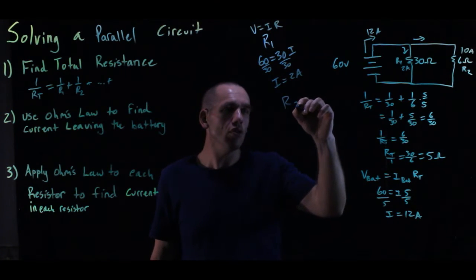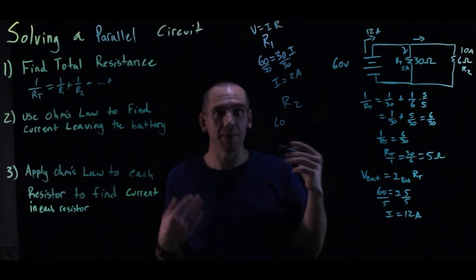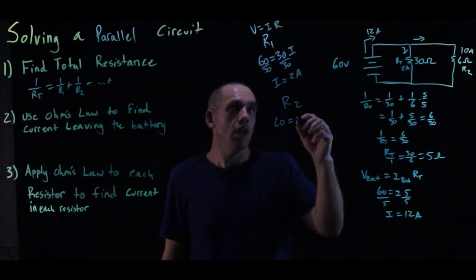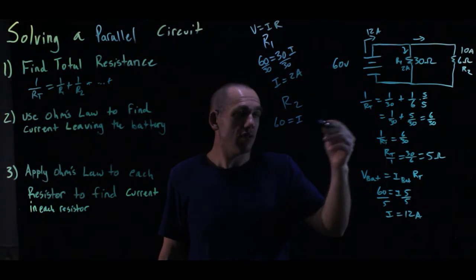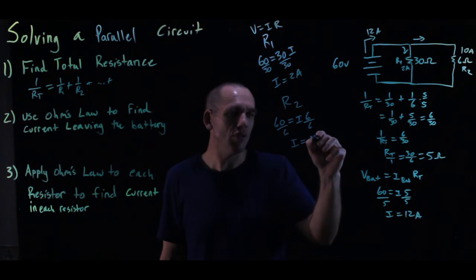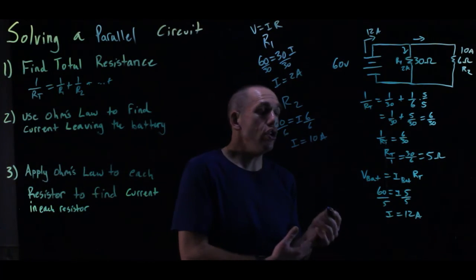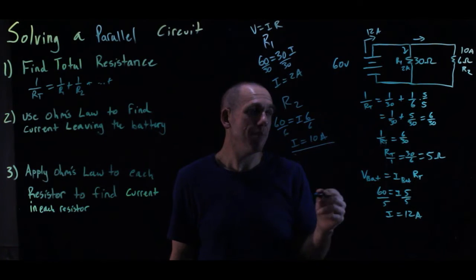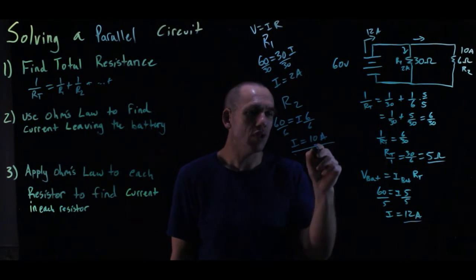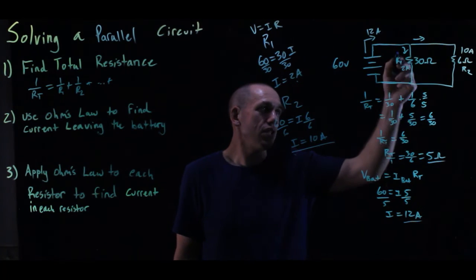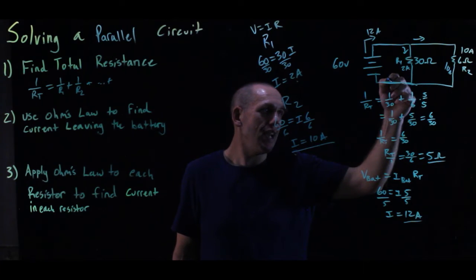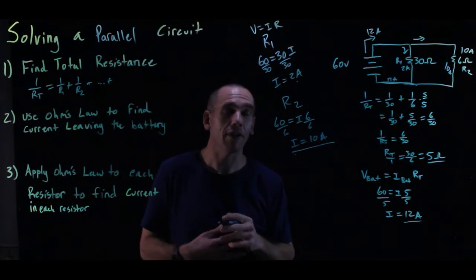So for resistor 2, we apply Ohm's law and we see 60, because the voltage everywhere is the same in a parallel circuit, equals IR. I is unknown. The resistance of R2 is 6, divide by 6, and I is equal to 10 amps. And so that's good. That's exactly what we wanted to see because it matched our equivalent resistance and the current that we got from that. So 10 amps plus 2 amps is 12 amps. So 2 amps come through here, 10 amps come through here, they meet back up, and now we have 12 amps returning back to our battery.